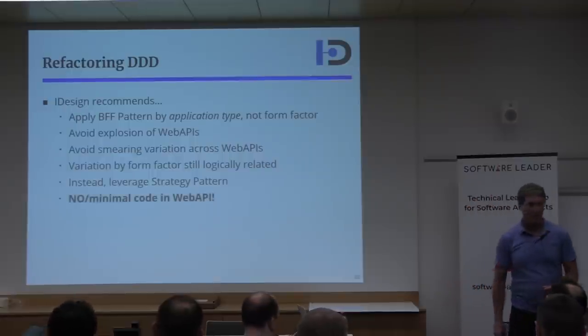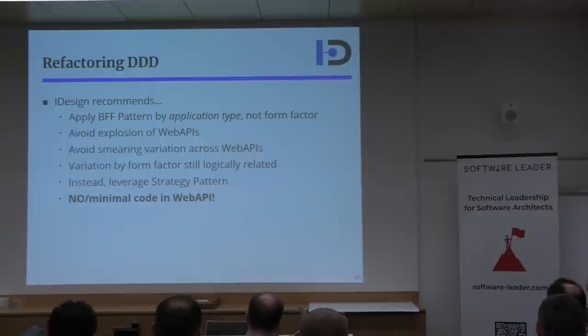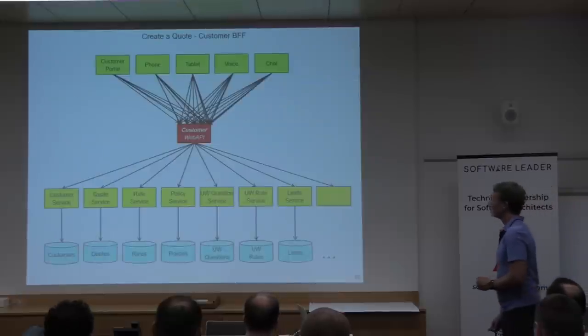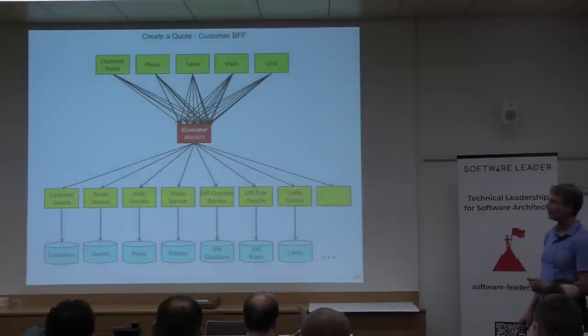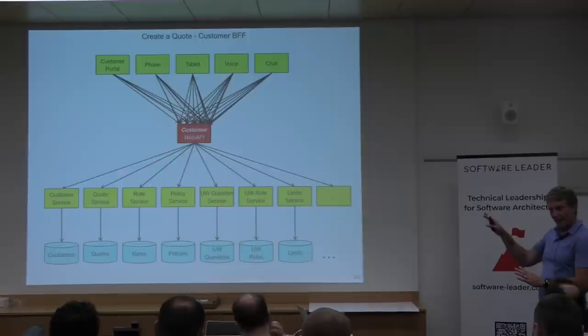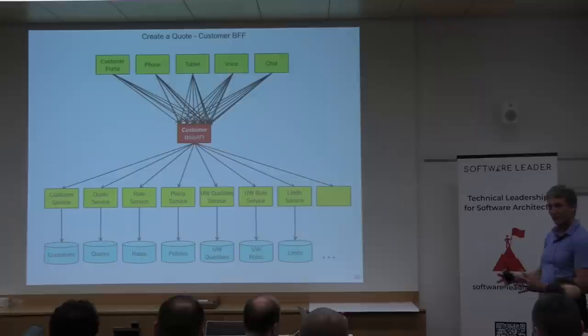And of course, minimal code in the web API. So the guys that took the class today, they saw this firsthand. Ideally one line of code in your controller. This is better, not ideal, but at least we're starting to constrain some of the coupling, right?